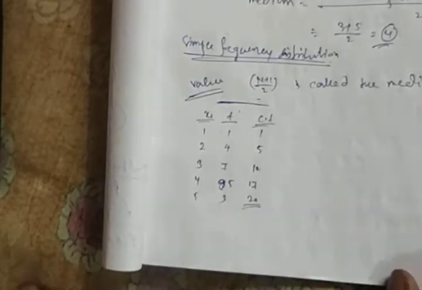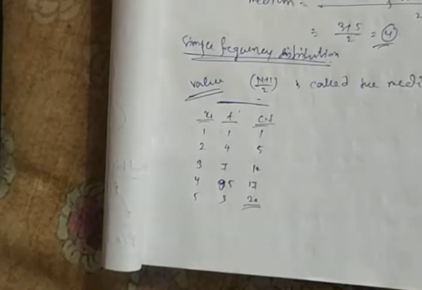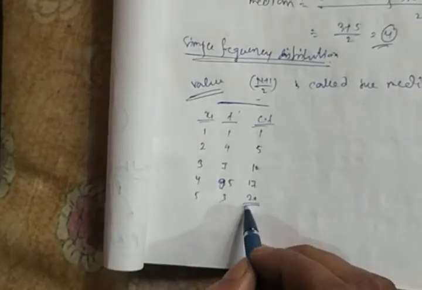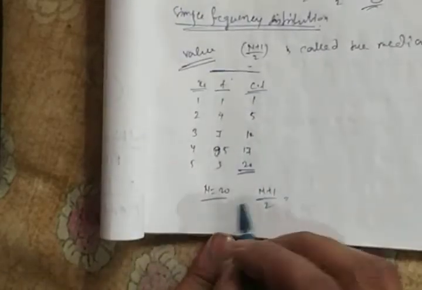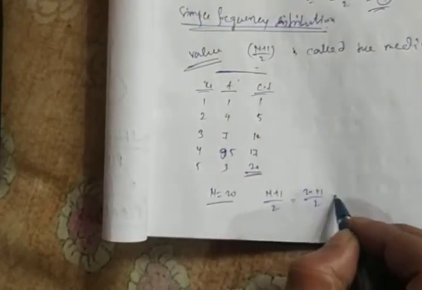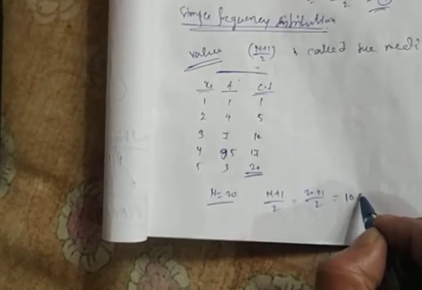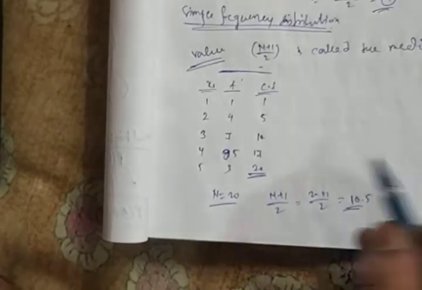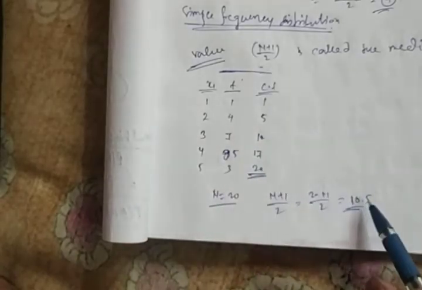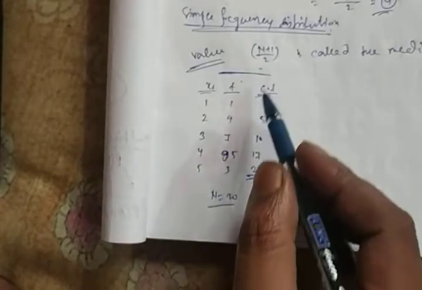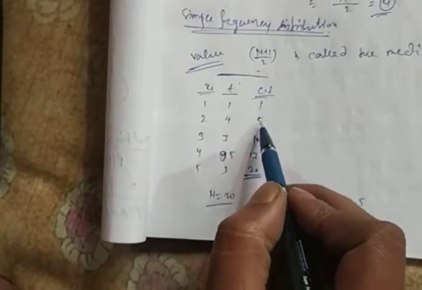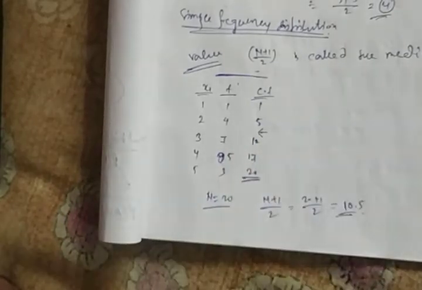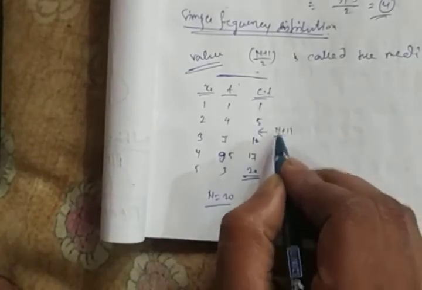So the total cumulative frequency is 20, so n is 20. Now we have to calculate (n plus 1) by 2, which is (20 plus 1) by 2, that is 10.5. We have to find where 10.5 lies in the cumulative frequency. 10.5 lies in the cumulative frequency between 5 and 12. So this is the (n plus 1) by 2th value.